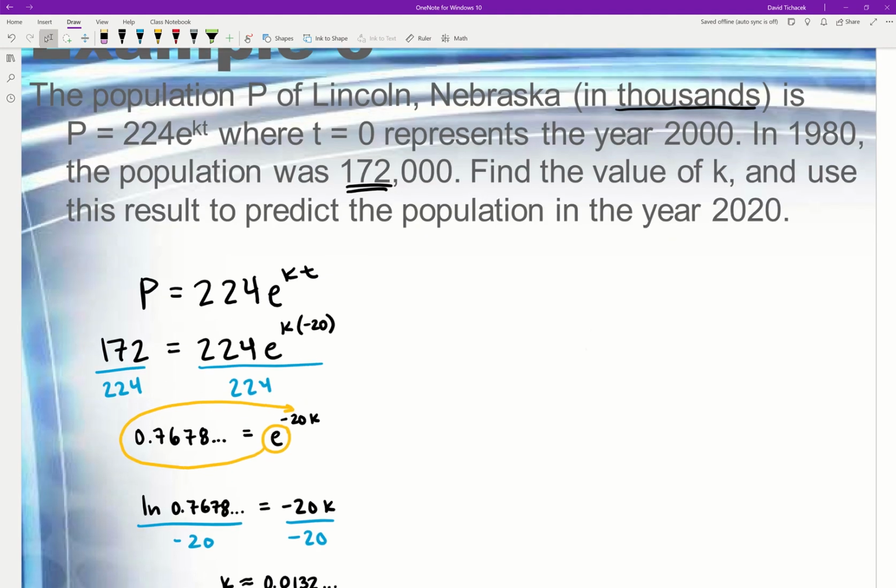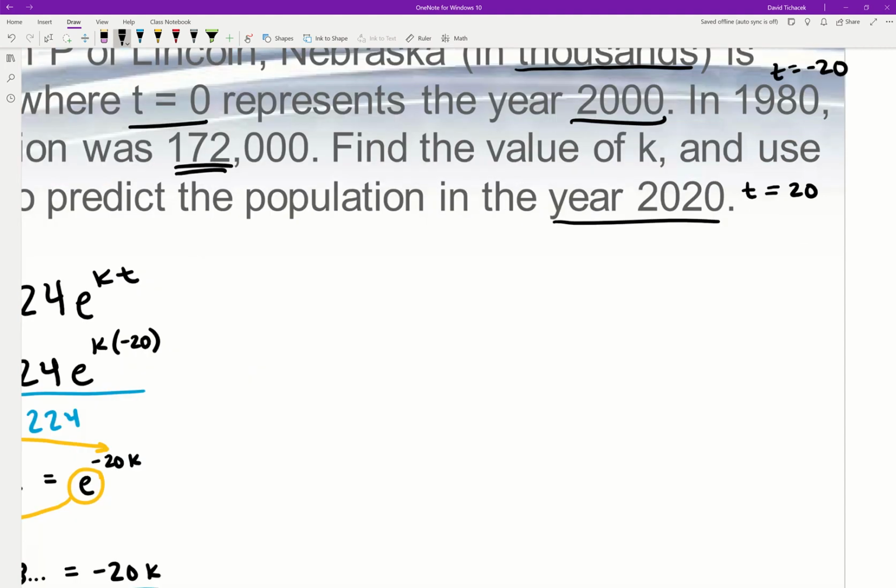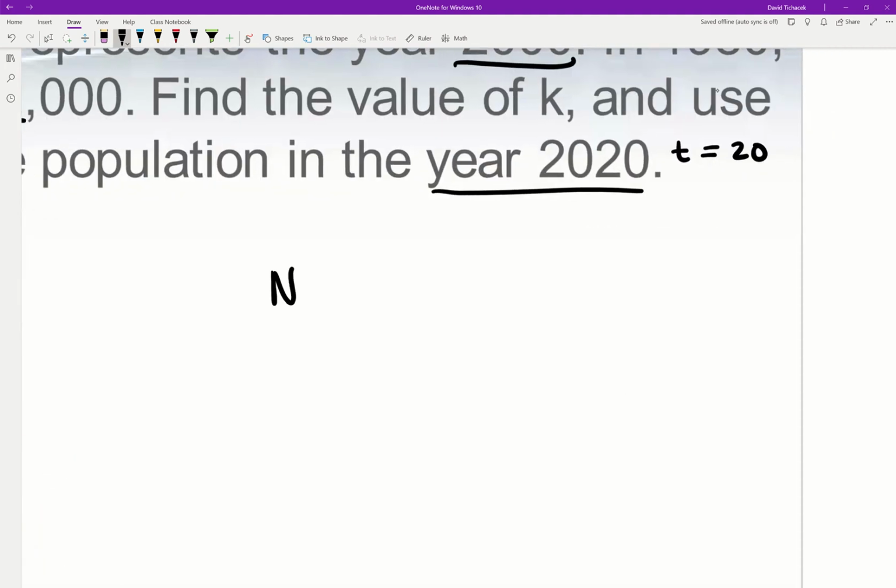So if 1980 was t equal to negative 20, t equal to 0 represents the year 2000, then that means the year 2020 is going to be t equal to positive 20. And so if we start over here with our model, population is equal to 224 times Euler's number to the power of our k number, which we calculated to be 0.0132, times our time, which in 2020 would be t equal to 20.